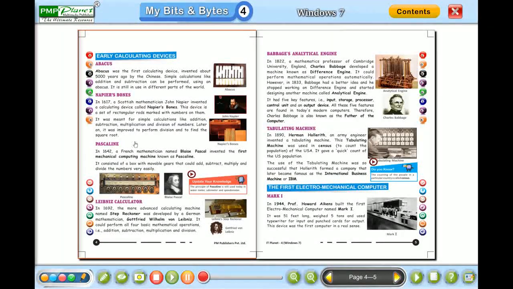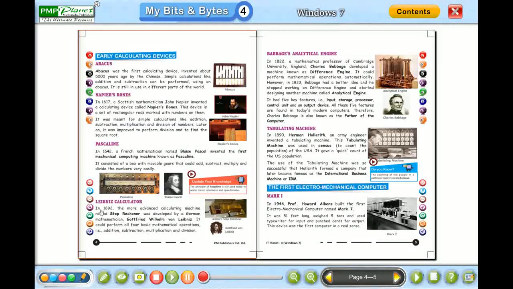Next device is Pascaline. In 1642, a French mathematician named Blaise Pascal invented the first mechanical computing machine called Pascaline. It consists of movable gears that could add, subtract, multiply and divide the numbers very easily. This is the picture of Pascaline.